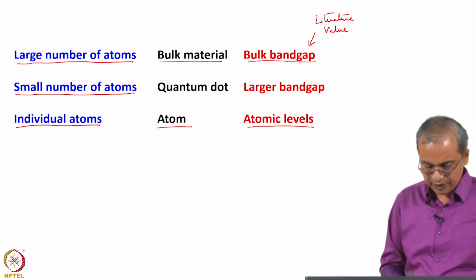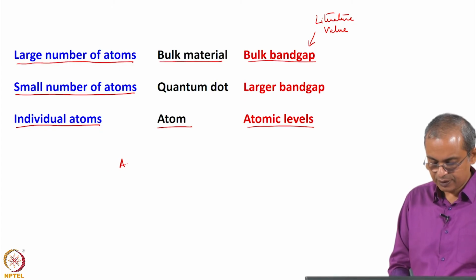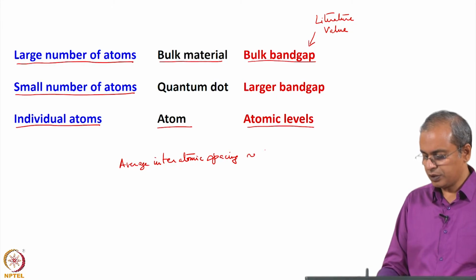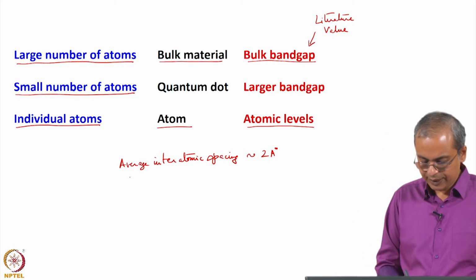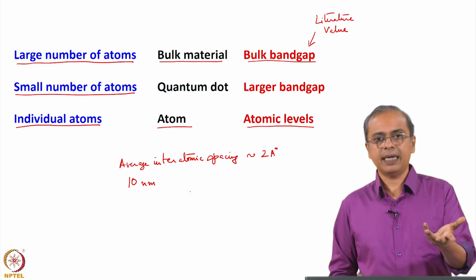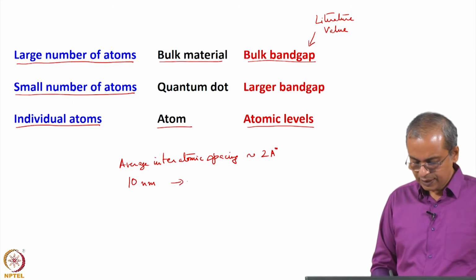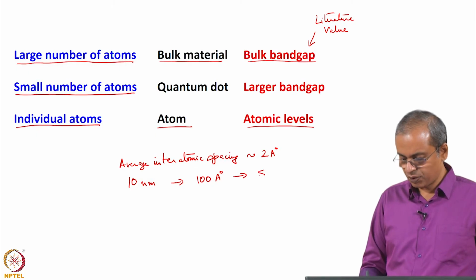Like I said, in a nanomaterial, the average interatomic spacing is approximately 2 angstroms in most materials. So if you have a 10 nanometer particle size, which is very likely in many nanocrystalline samples that you see, the particle size could easily be 10 nanometers. 10 nanometers is 100 angstroms, and that means this is about 50 atoms across.